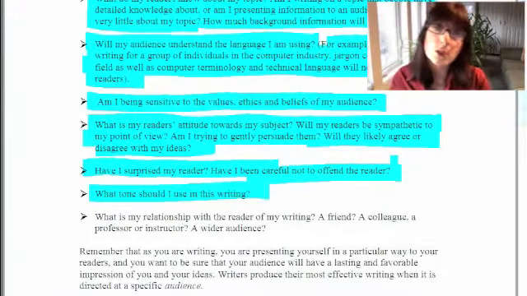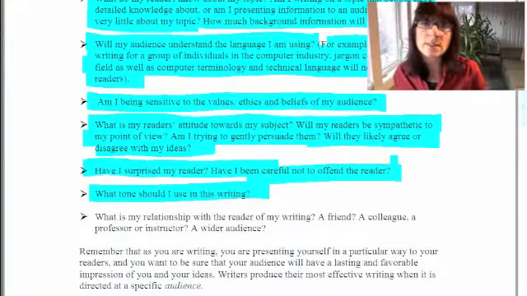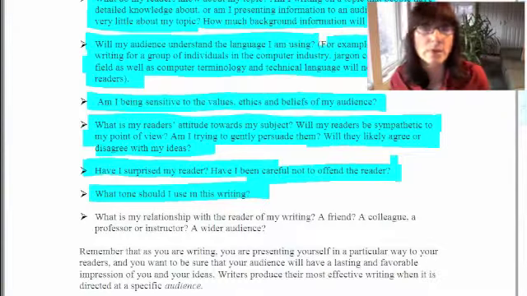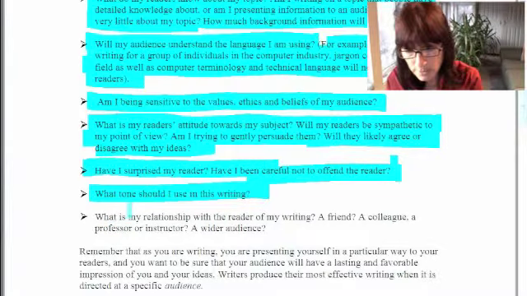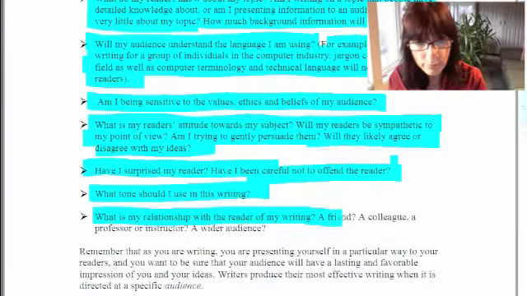Also, what tone should I be using in my writing? Am I going to be humorous? Am I going to be lighthearted? Is it more of a heavy, a sensitive, a sarcastic? What kind of tone am I using? And the last pointer is, what is my relationship with the reader of my writing?